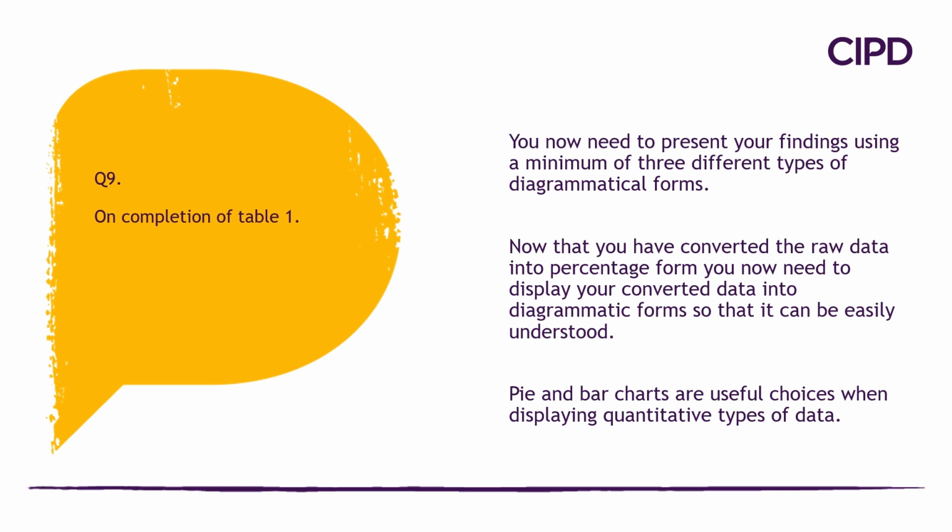Question 9. On completion of Table 1's requirements in Question 8, you now need to present your findings using a minimum of 3 different types of diagrammatical forms. Now that you have converted the data into percentage form, you now need to display your converted data into diagrammatical forms so it can be easily understood. Pie charts and bar charts are usual choices when displaying quantitative types of data.